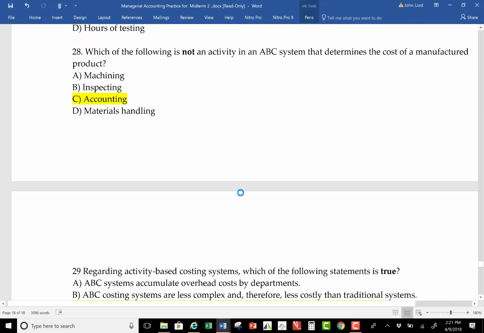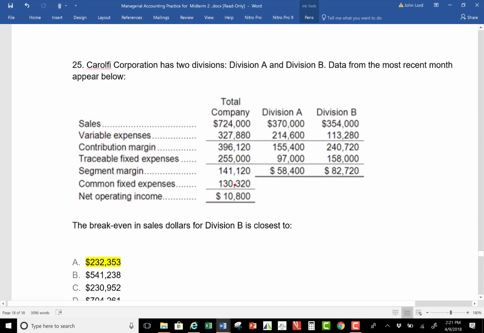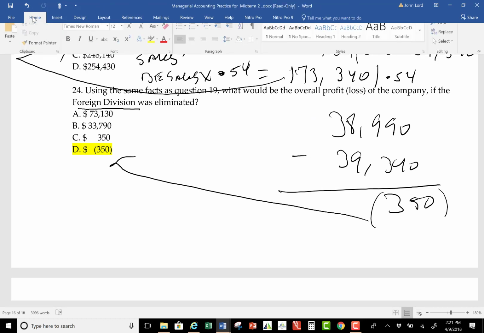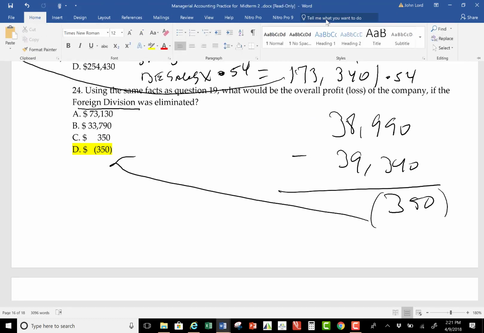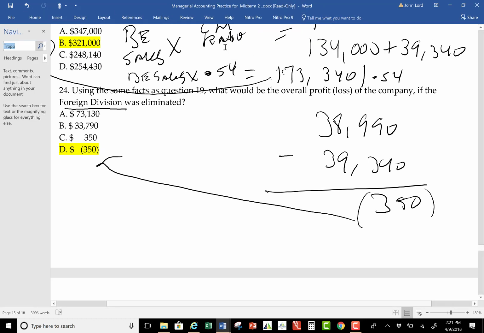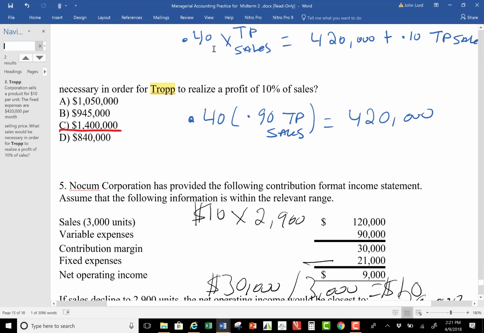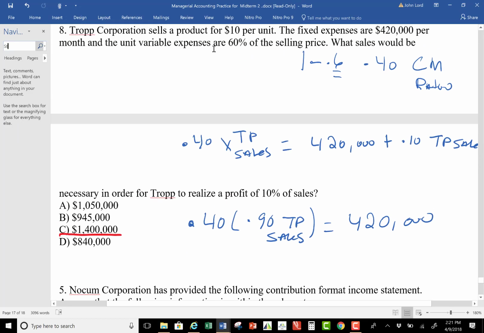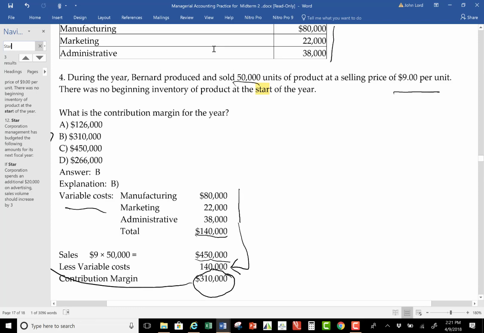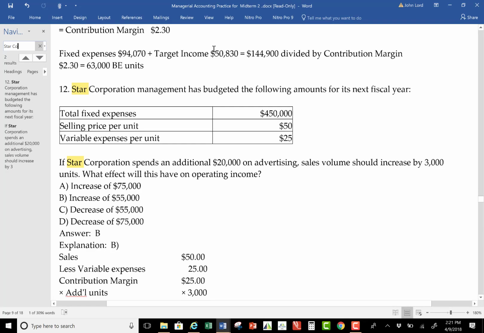Is there a name of the company there? I find it this way. It's a little easier if you search on the company. Spell it for me. Like that? Star Corporation, number 12. Okay.